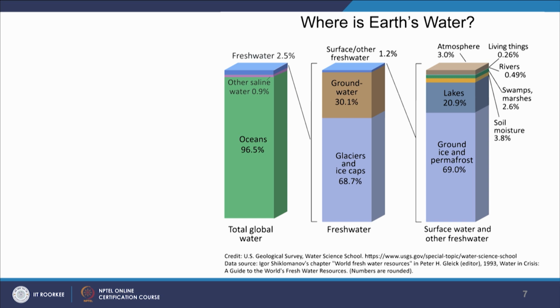Then some part, roughly 21%, is in the form of lakes, and some part is in the atmosphere also. So what we are dealing with is roughly 1% of the total global water available on the earth; less than 1% is groundwater. But it is important because it provides the sustainability of life, especially in those seasons or months when we do not have much fresh water left.